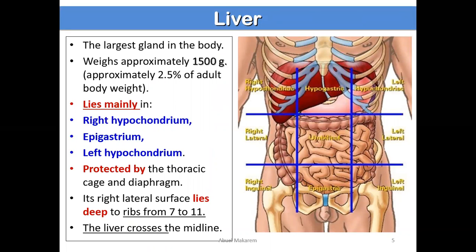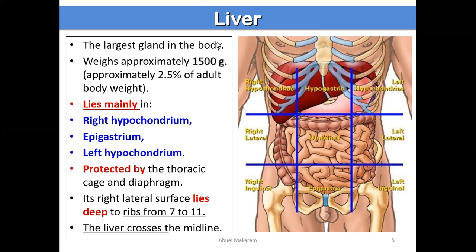Now, as we know, the liver is said to be the largest gland in the body. Among all the glands, this is said to be the largest gland. It weighs approximately 1.5 kilos, approximately 2.5% of the whole adult body weight, because it weighs around 1.5 kilos on average.